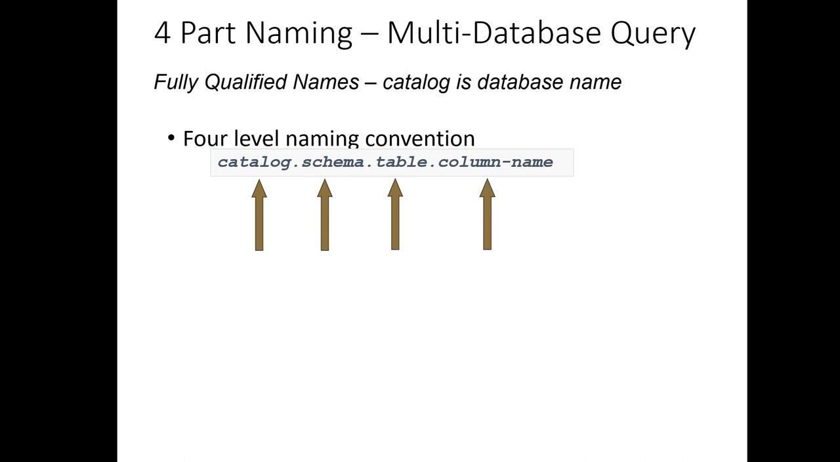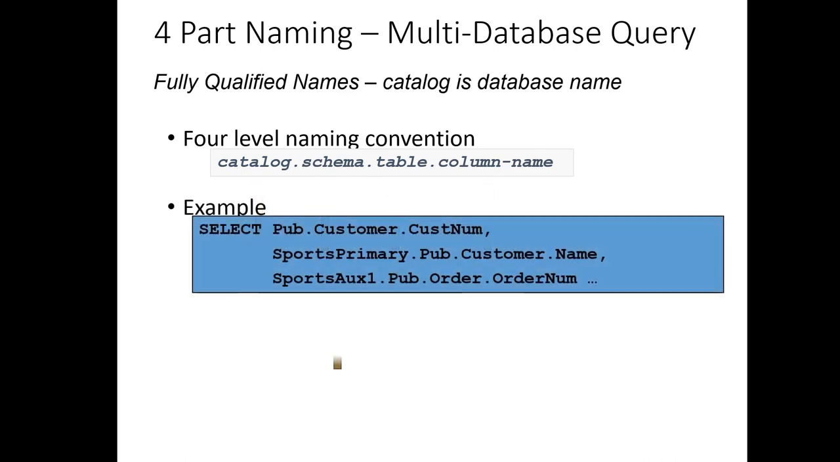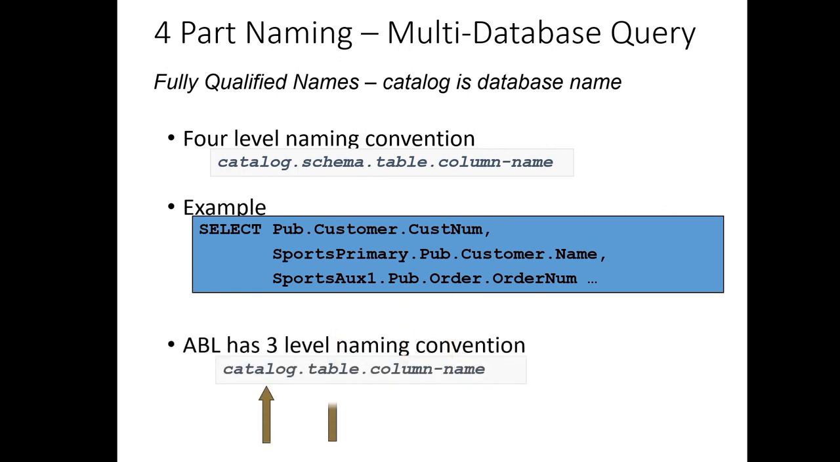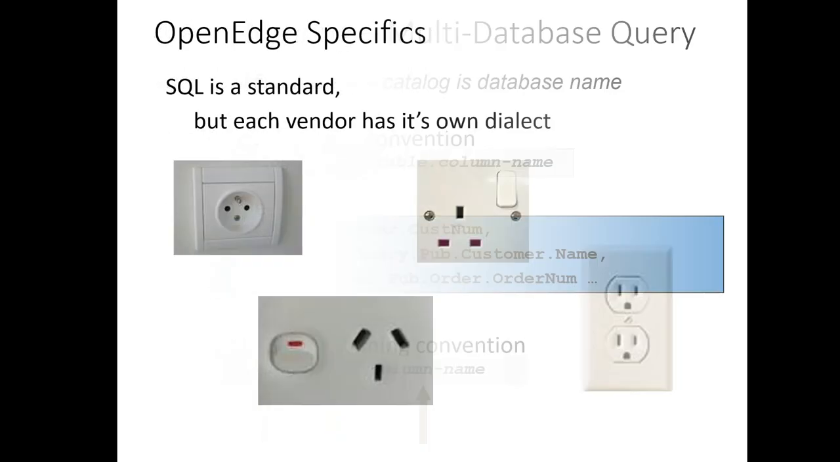In a multi-part database query, remember I told you we can connect multiple databases together. The fully qualified name is the catalog, which is the database the data lives in, then the schema, the table, all the way down to the column name. So there are four levels in that. Just an example of what that looks like. ABL typically has three: the database, the table, and the field.